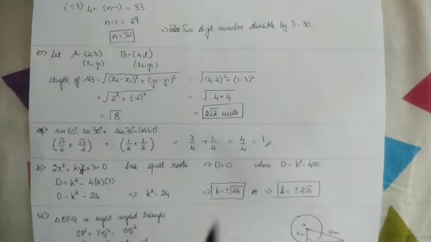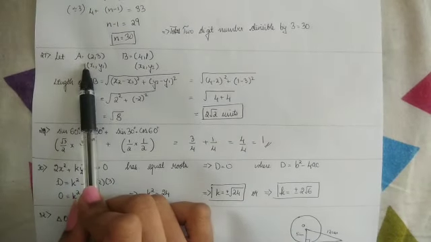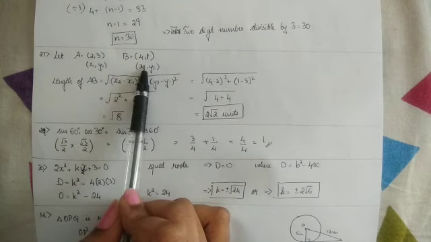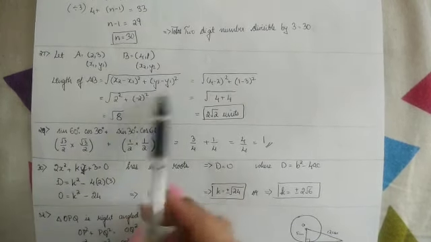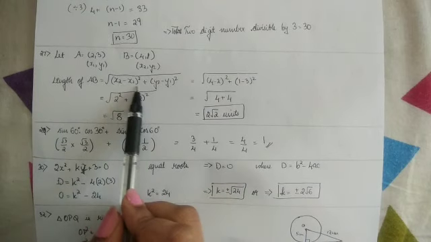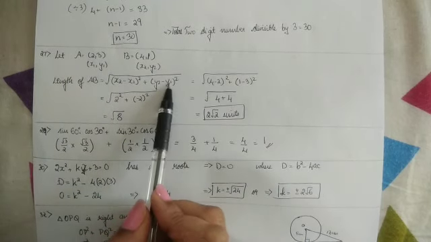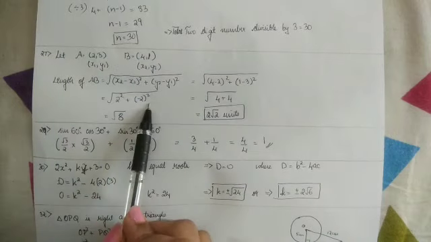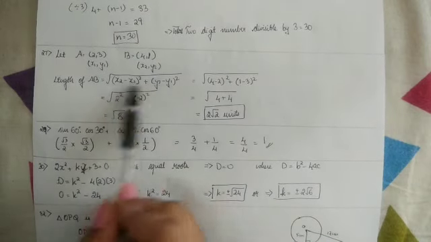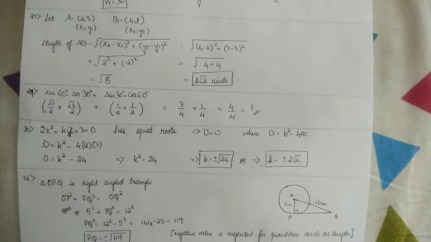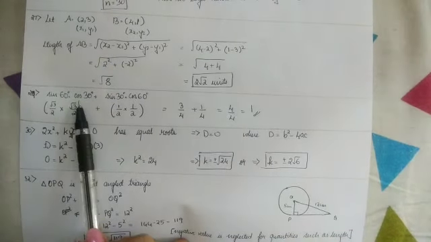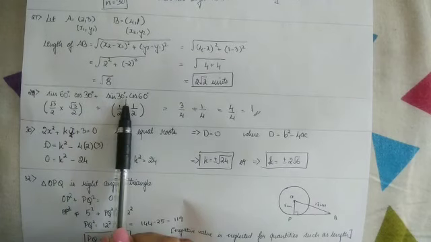Moving on, 27th question. Let the point A be (2, 3), point B be (4, 1). So taking it as x1, y1 and x2, y2, the length of AB would be the square root of (x2 minus x1) the whole square plus (y2 minus y1) the whole square. So on substituting, you get it as root 8. Root 8 can be expressed as 2 root 2 units. 28th is a direct question.